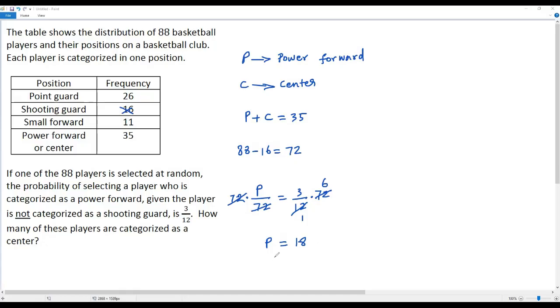Okay, now let's plug in this value 18 for P over here and solve for C in this equation. Okay, now let me do it. That is 18 plus C equals 35. Let me subtract 18 from both sides of this equation. This positive 18, negative 18 will cancel out. I am getting C on the left side. On the right side, I am getting 17. Okay, here I got the number of players who are categorized as center. That is 17.